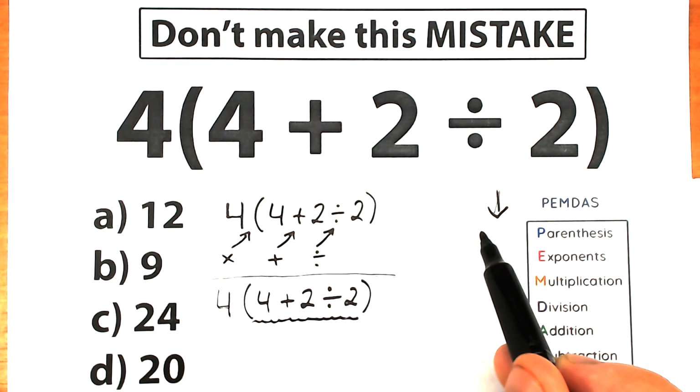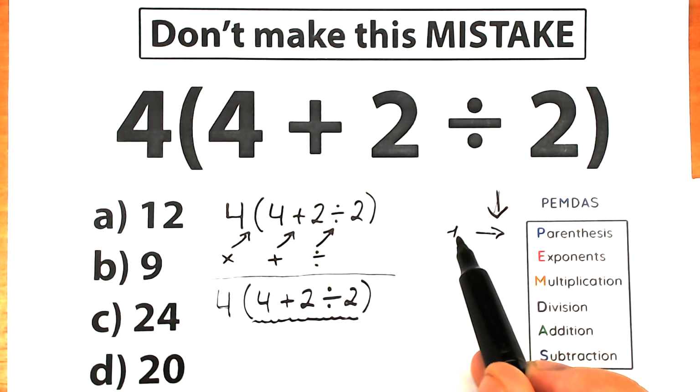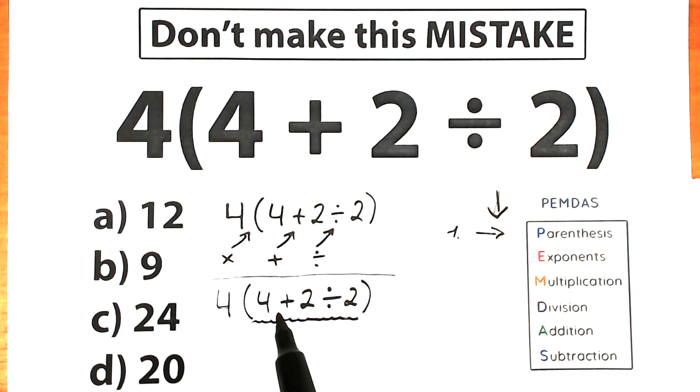So as you can see, we find our first step. But inside parentheses, we have addition and division. So it's not an easy expression like 2 plus 3, 3 plus 4. We have addition and division, so we need to know what is the first step, what mathematical operation has the higher priority.